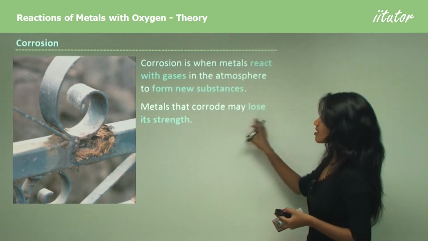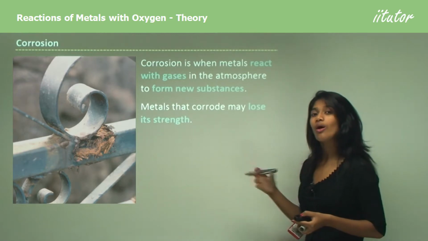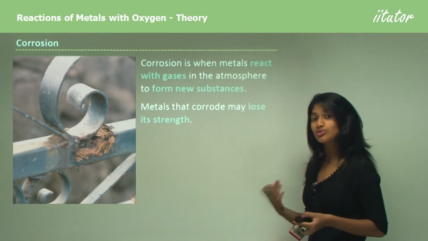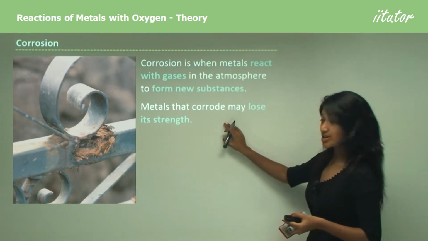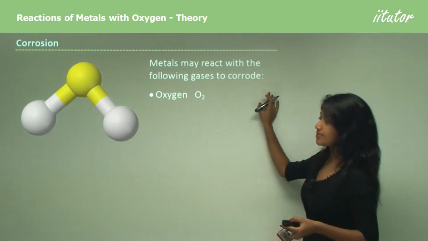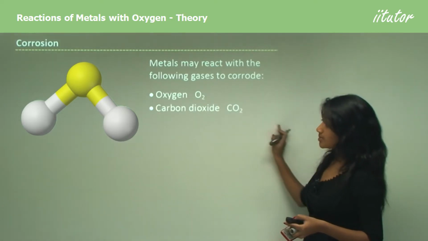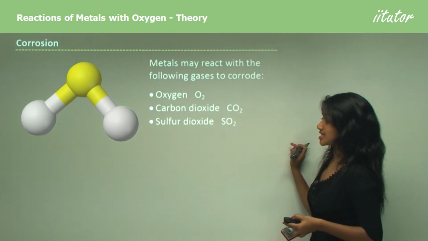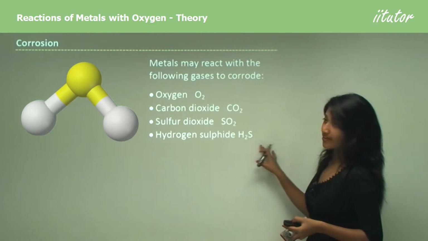Now, metals that corrode may lose their strength. So a metal's physical property of strength is lost as it corrodes. Metals may react with the following gases to corrode. It may react with oxygen, carbon dioxide, sulfur dioxide, and hydrogen sulfide gas.